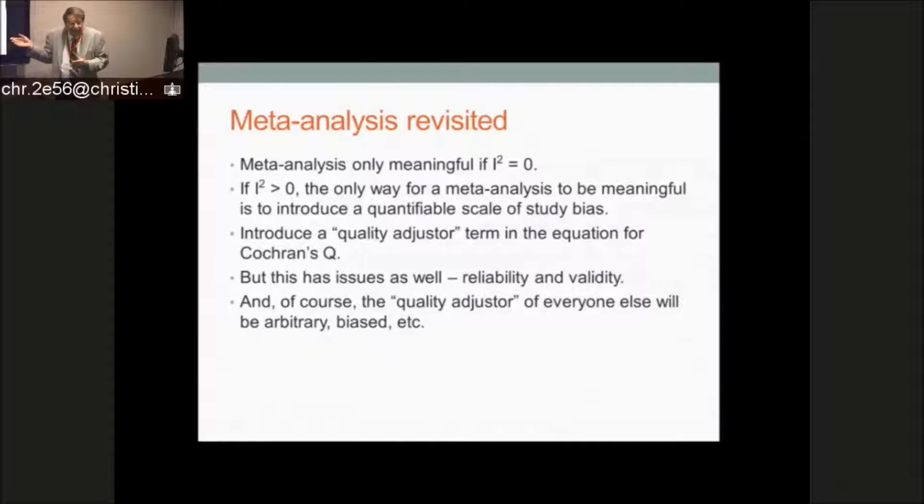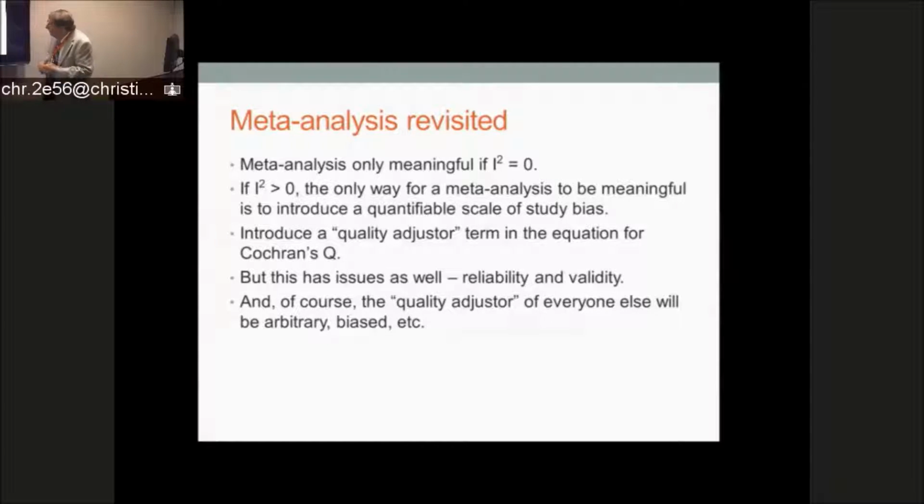But of course, that has issues as well. Whatever criteria you use to decide what is biased, what's not biased, and then how much bias there is if you're doing it on some sort of scale, there is the question of the reliability and validity of that. So obviously you're going to need some sort of consensus to come up with it. And then, of course, no matter what quality adjuster you come up with, somebody else is going to try to tear it down because it doesn't support what they would like to see in the results. So you're always going to get that controversy.